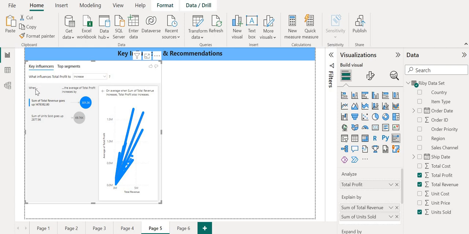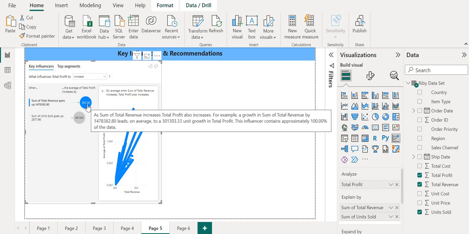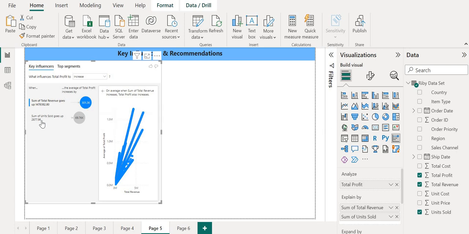So this is basically telling me that when the sum of total revenue goes up by this amount, the average total profit increases by this amount. When the units sold goes up by this amount, average total profit increases by this amount. I can add in more columns, say for example, total cost. You can see it tells you that when the total cost goes up by this amount, average total profit increases by this amount. So it just depends on what you'd like to see.